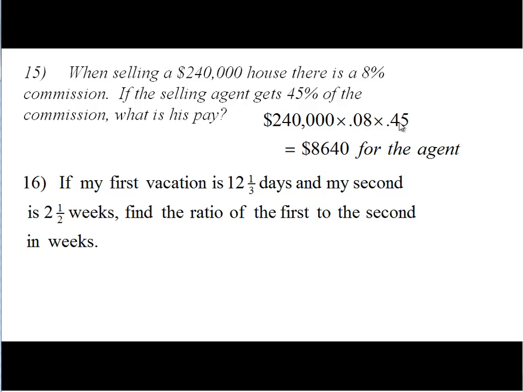And when you type that in your calculator, turns out you get 8640. Simply type in your calculator 240,000 times 0.08 times 0.45.